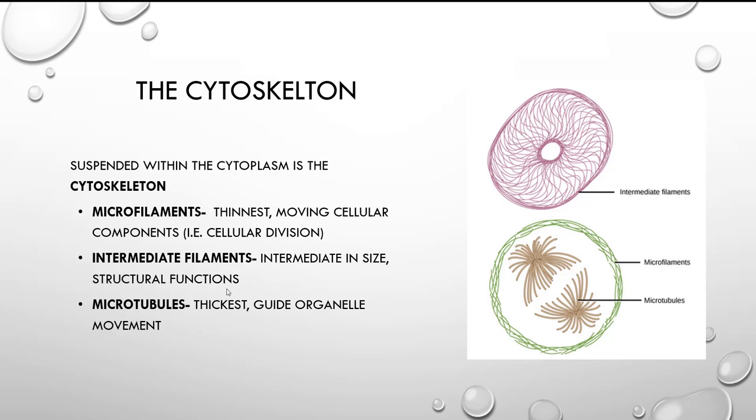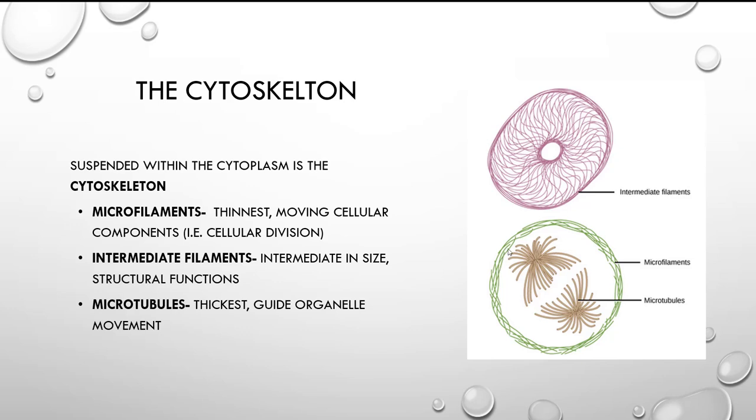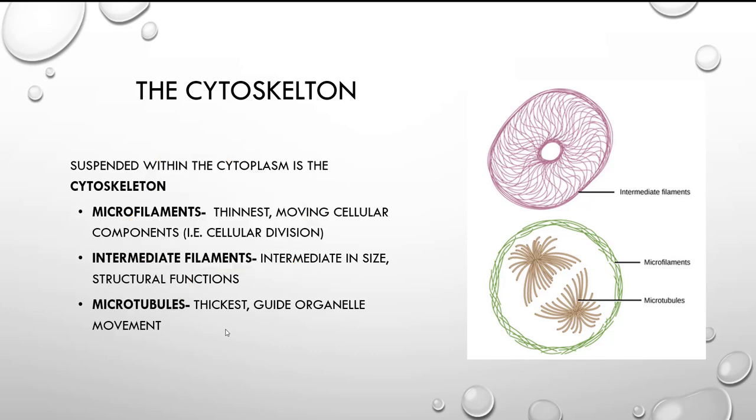All right. And then the final part of our cytoskeleton is the microtubules. So the microtubules are the thickest, but they're also hollow. Okay, so they might be thick compared to the microfilaments, but they are also hollow inside. So these thick microtubules can dissolve and reform quickly. So they're useful in helping guide movement of organelles.